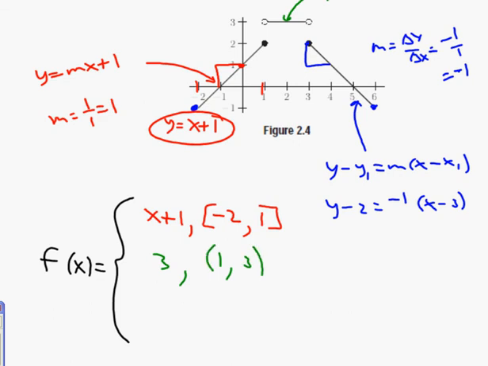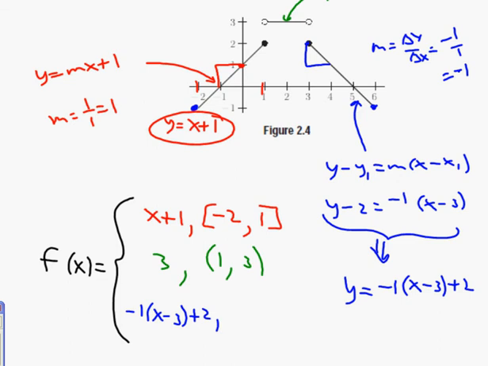Okay. Lastly, for this last equation, just be a little bit careful. What you want to do is take this thing and rewrite it just as y equals. So I'm going to move that 2 over. You can leave it: -1 times x minus 3 plus 2. I am not bothering to simplify that. You can if you want. Okay, and we're going to use that for the domain from 3 to 6.